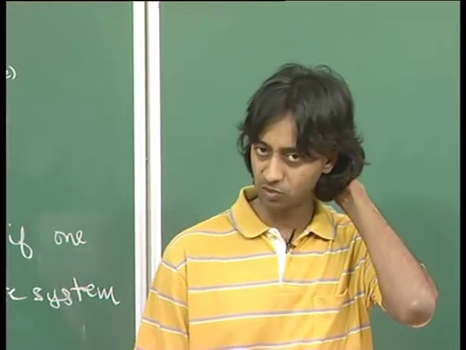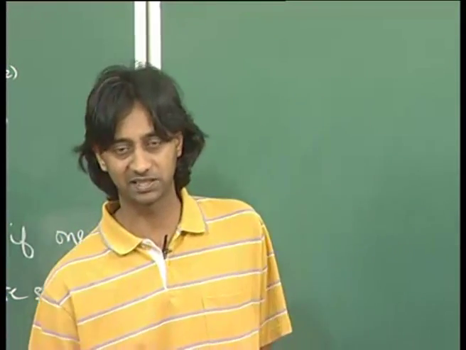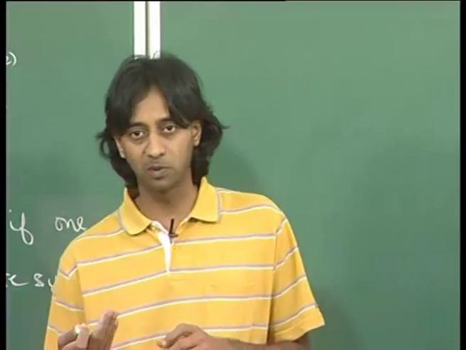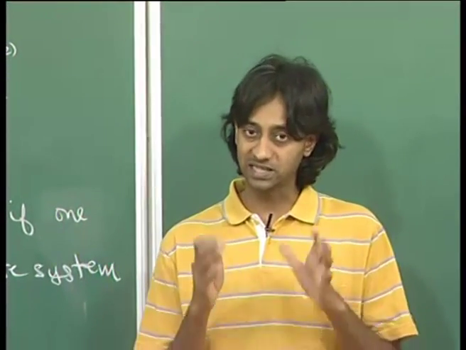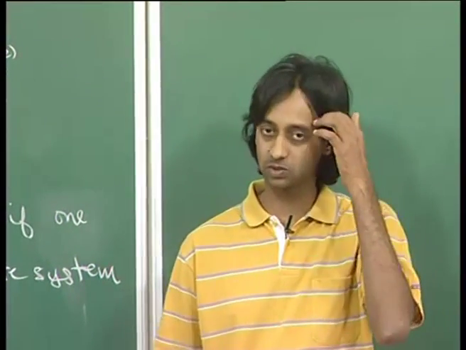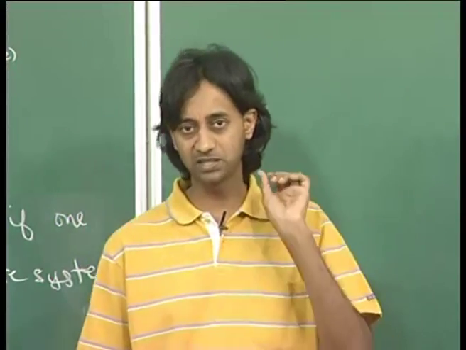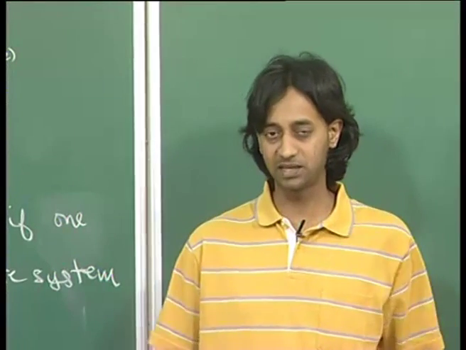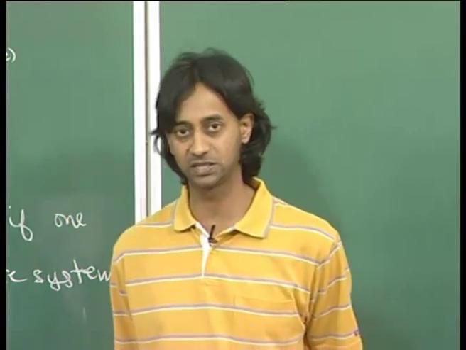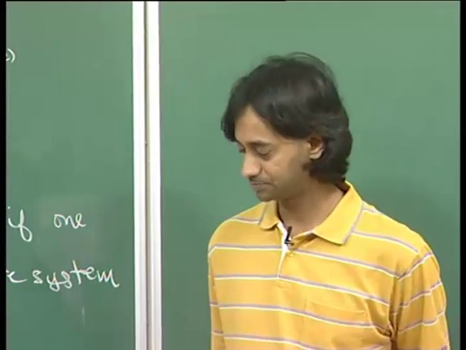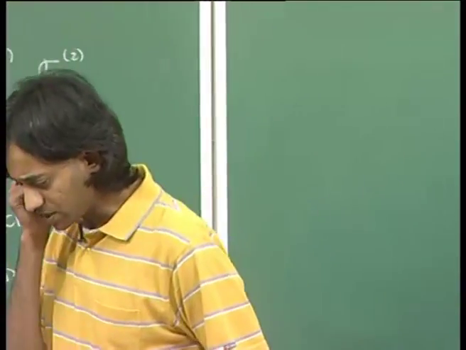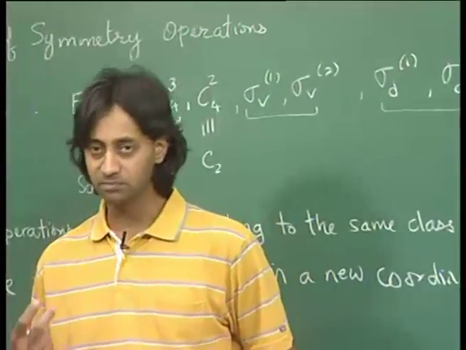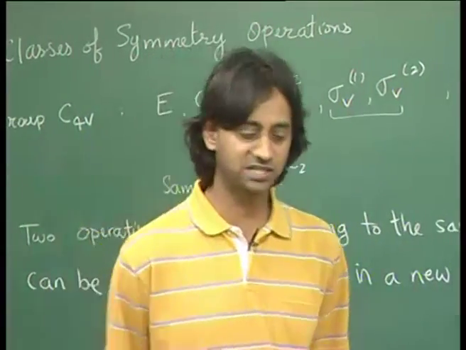So, finally, we will go to something called the character table, and in the character table what appears are not individual operations, but actually classes of operations. So, we will just spend a few minutes discussing how to get these classes of operations, and then we will look at the notation that is used for character tables. We have already discussed in some detail the various classes of symmetry operations.